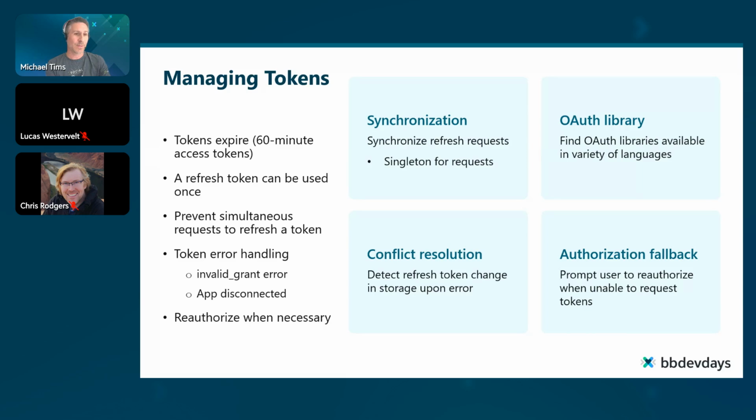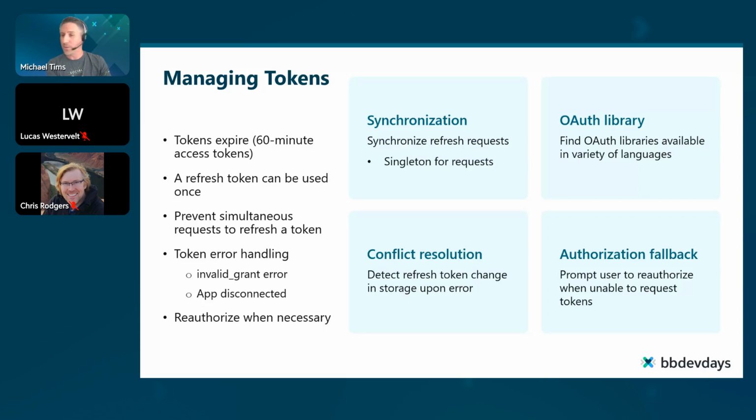OAuth libraries: there are many languages and frameworks out there that have OAuth libraries and extensions available for use. Blackbaud's OAuth implementation adheres to the OAuth 2.0 spec, and it should be compatible with a range of third-party libraries of your picking. And then, as mentioned before, provide a fallback to reauthorize your app, and provide a logout experience that clears the token storage and the cache for the user.